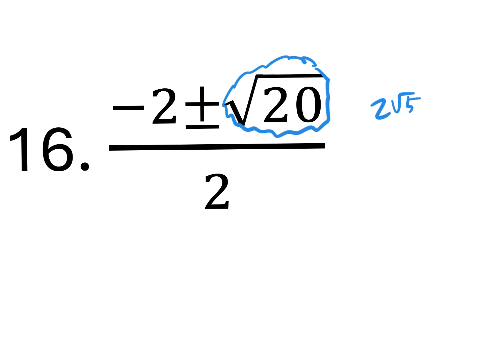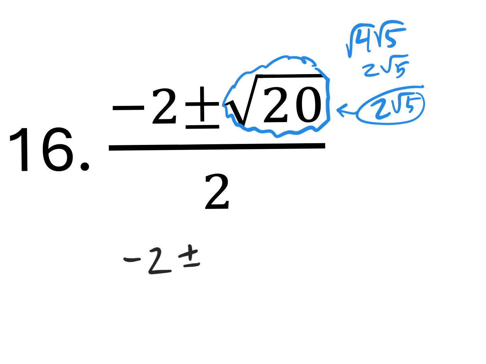What times what is 20, where one of them is a perfect square number. The perfect square number 4 times 5. Split the root, you'll get 2 square root of 5. That's how we got this answer here. That replaces the square root of 20. So now we have negative 2 plus or minus 2 square root of 5 over 2.